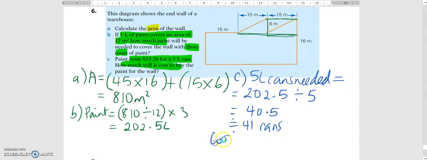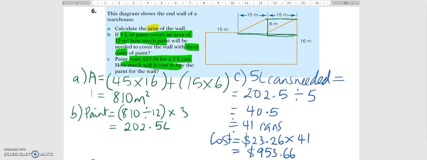And then to get the cost, I'm going to do 23.26 multiplied by 41, because I need 41 of those 5 litre cans, and that's going to end up costing me $953.66 to paint this 810 square metre wall. Not too bad, not too shabby.